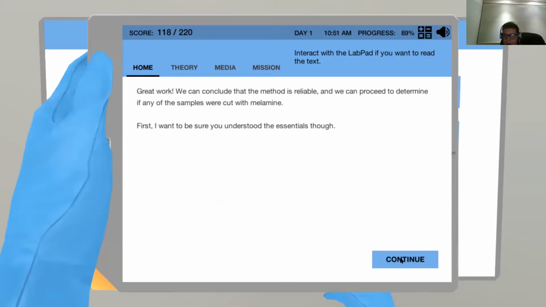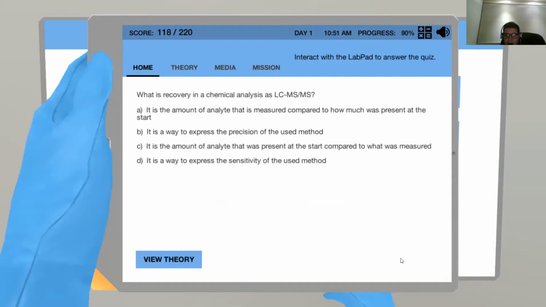First, I want to be sure you understood the essentials though. What is recovery in a chemical analysis such as LC-MS/MS?